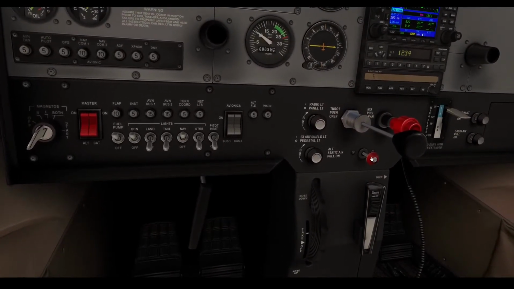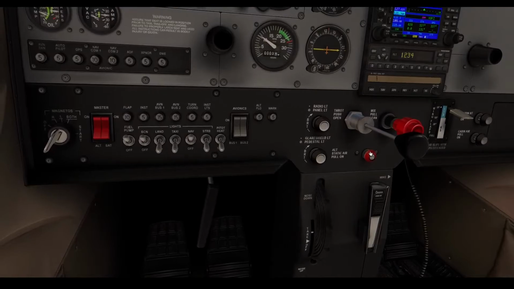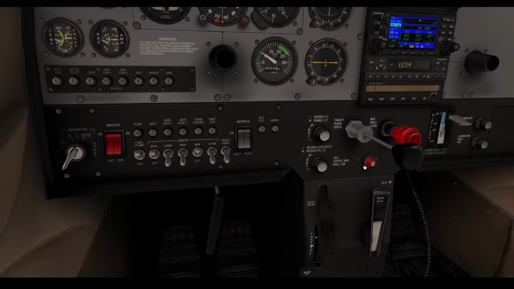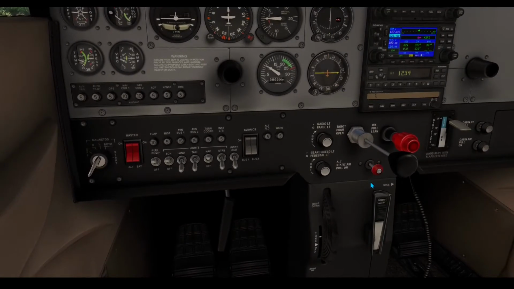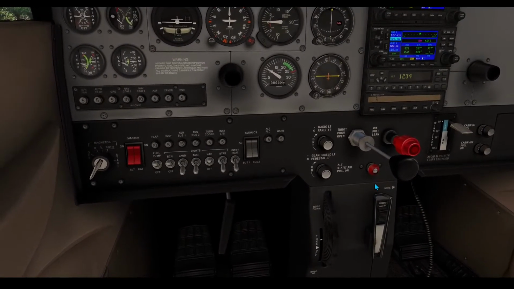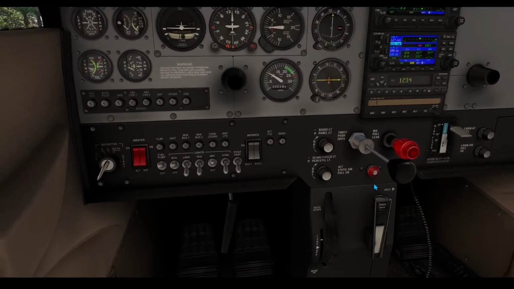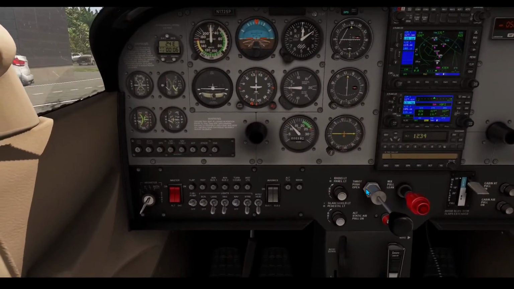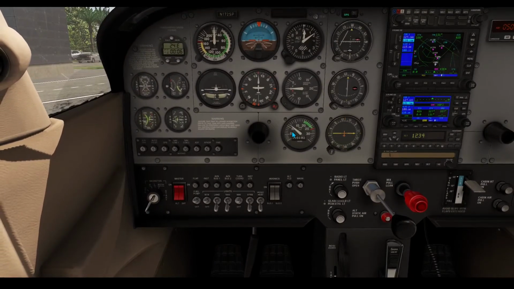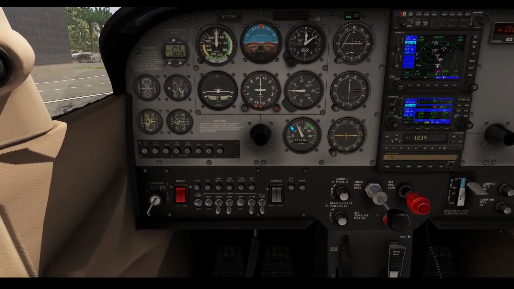Static air, alternate source. If our static ports outside the aircraft get clogged, usually because of ice, by pulling this little lever we can take static air from inside the aircraft. It's not ideal, but it's a plan B. It's a throttle to increase or decrease the power of the engine.